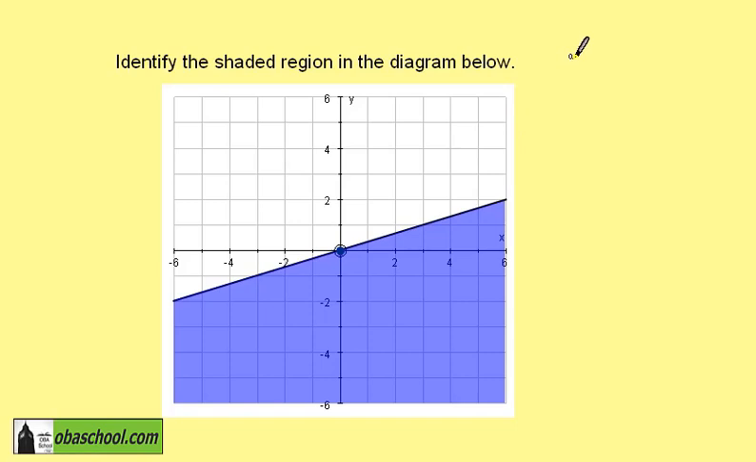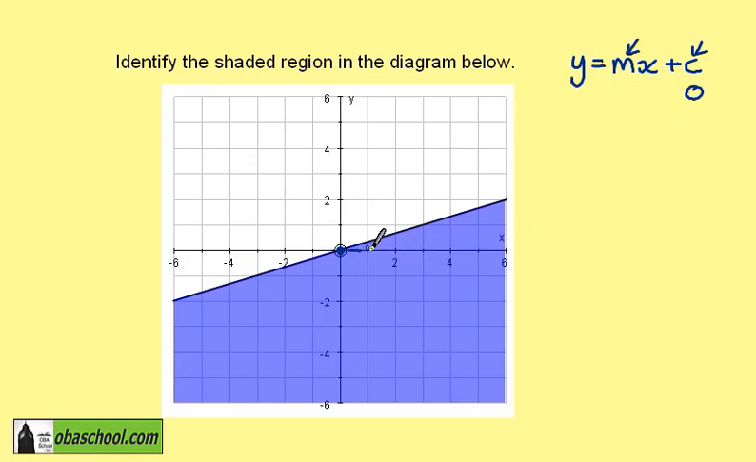The general form of a straight line is y is equal to mx plus c. m is the gradient of the line, or slope of the line, and c is the y-intercept, or where the line crosses the y-axis. We already noted it went through the origin, so c is equal to 0.